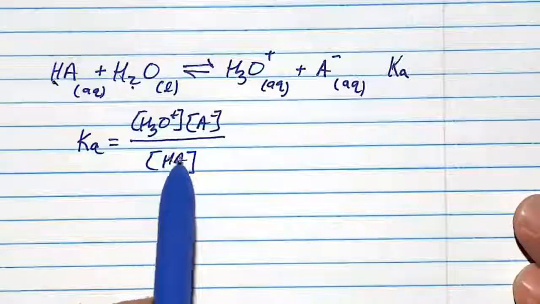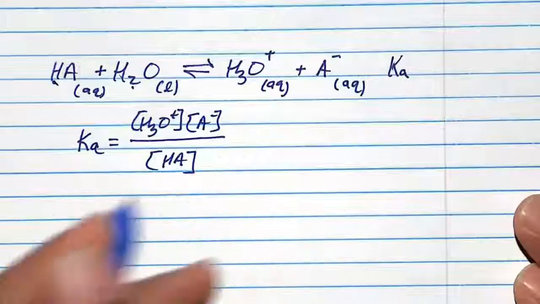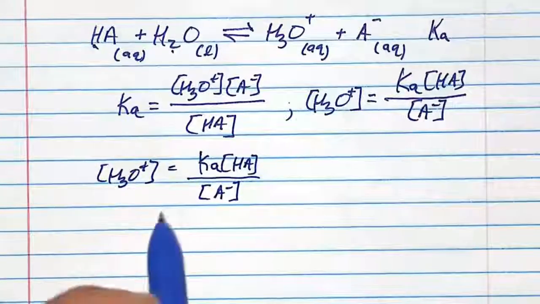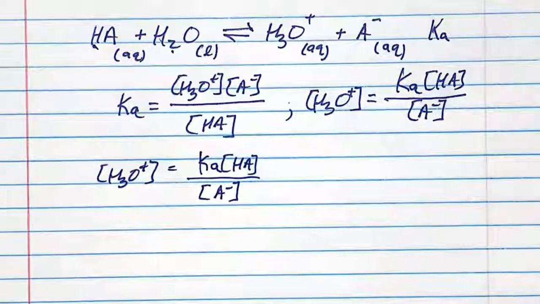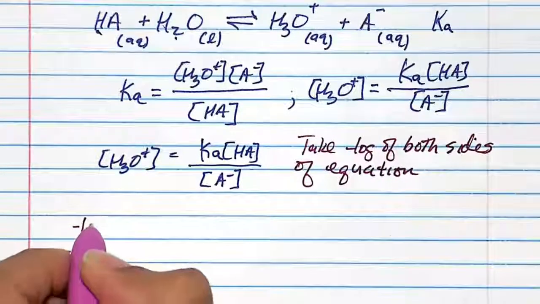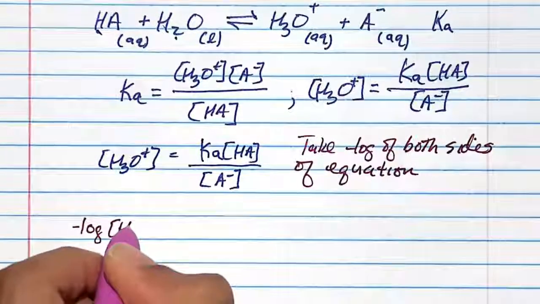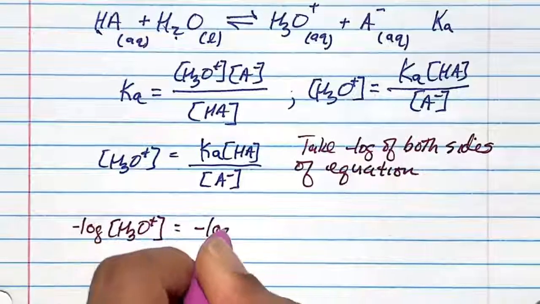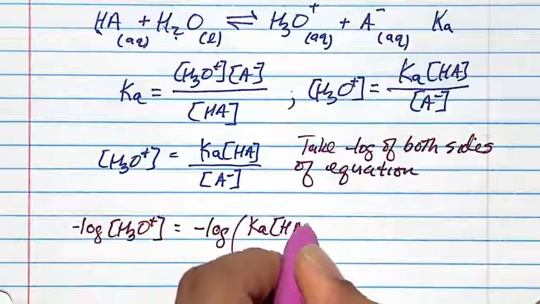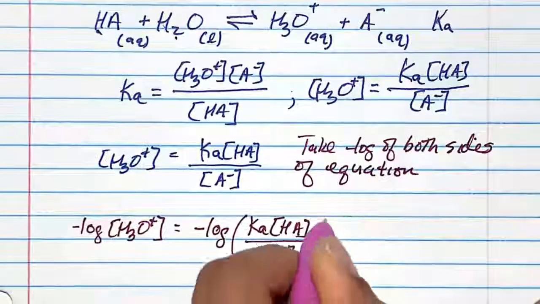So let's go ahead and just solve for H3O+. Let me rewrite that here. So I have rewritten this here. I'm going to take the negative log of both sides of the equation. Minus log of both sides, I'm going to have minus log of the concentration of H3O+, minus log of this whole fraction, Ka times HA, all of that divided by A minus.